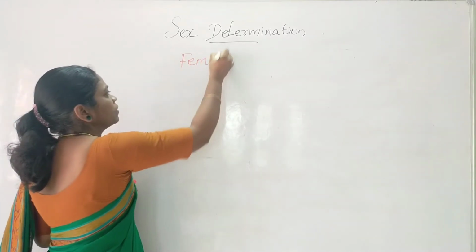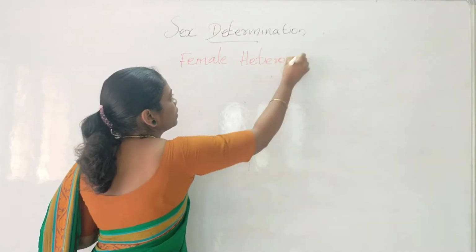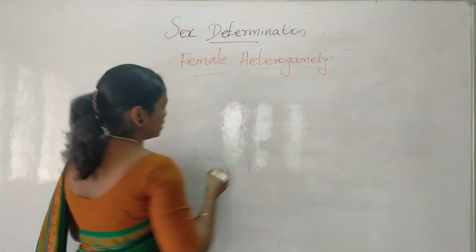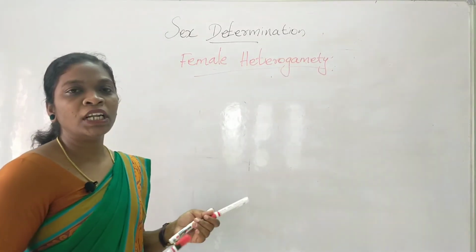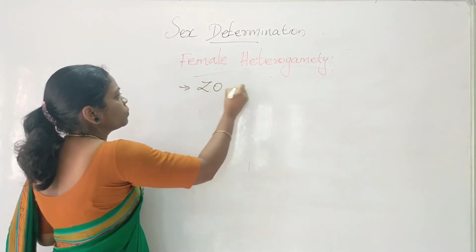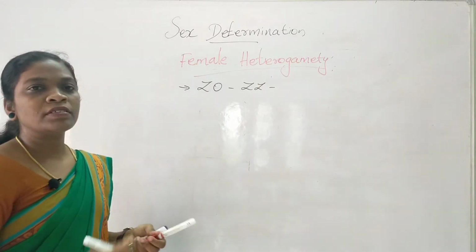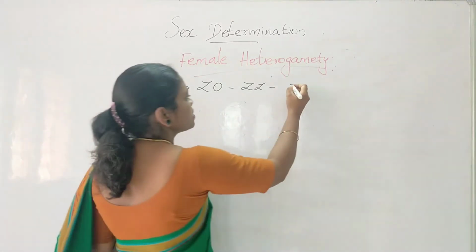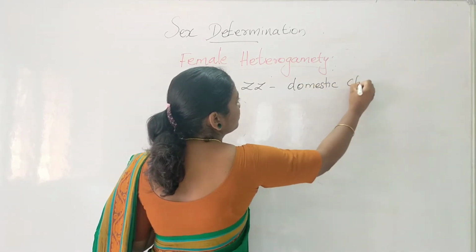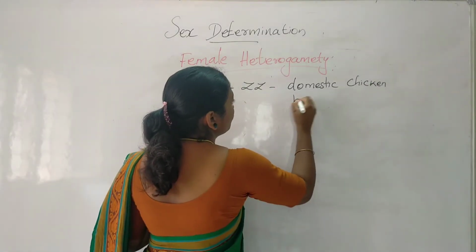Male heterogamety. The first example we are going to learn here is ZO. This type of sex determination is seen in some domestic chickens and some butterflies.